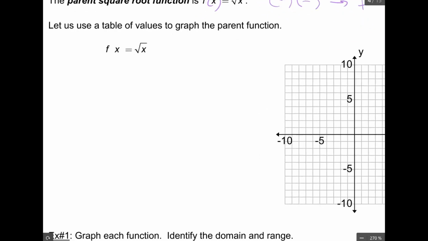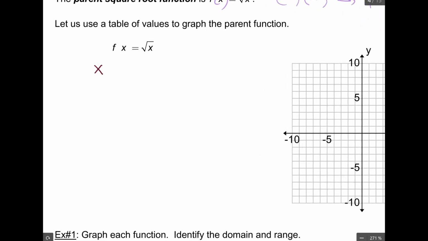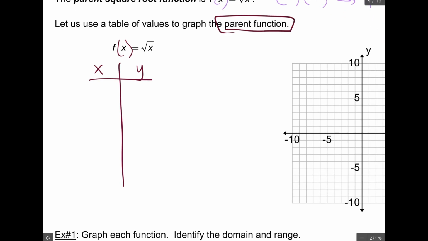So we're going to graph it by using a chart, an XY table. This is the parent function. And we're going to just graph the absolute value over and over again. All of them are going to be transformations from the parent function, meaning we can slide it up or down, left, right, maybe dilate a little bit, stretch it out, but otherwise everything is based on this one chart.